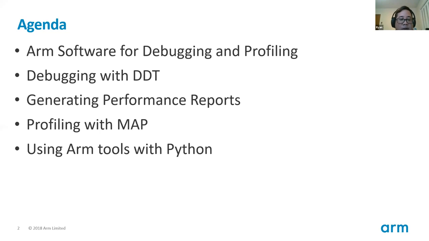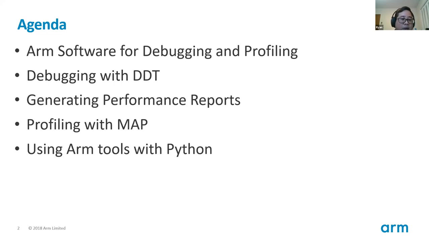First off, we'll start with the most popular of our tools, DDT, which is our debugger. And then I'll jump into generating a Performance Reports tool. It generates a nice little one-page HTML or text file report telling you where time is being spent in your application. It's typically targeted for people who aren't diving deeply into the code itself, but perhaps they're porting to a new system and they want to get a feel of whether or not they're using the new hardware on the system effectively.